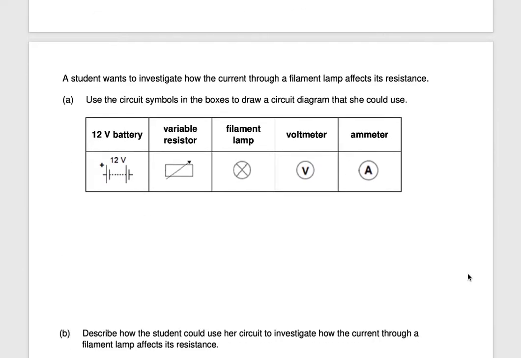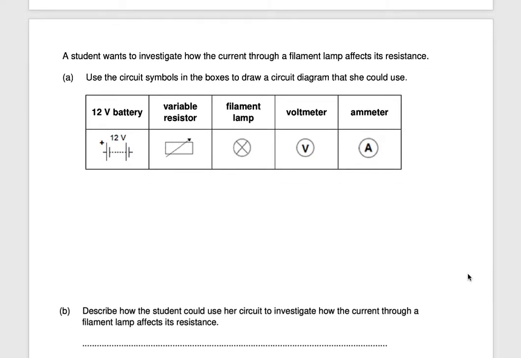Next question. A student wanted to investigate how the current through a filament lamp affects its resistance. Use the circuit symbols in the boxes to draw a circuit diagram that she could use. So the key thing over here, the student wants to see how the current through the filament lamp affects its resistance.